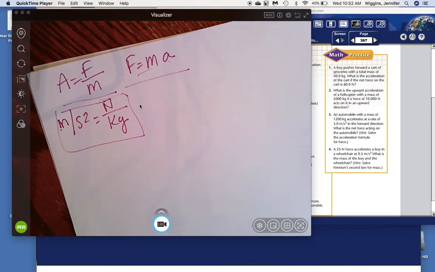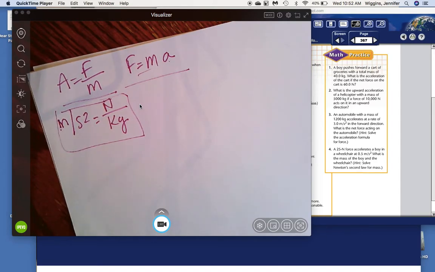Now, if you don't have your book ready, you need to pause the video and go to page 367. I'm doing the 4 problems on the right side of the screen, and they are on page 367 in your book. So I'm going to go ahead and start. If you need to, pause it.